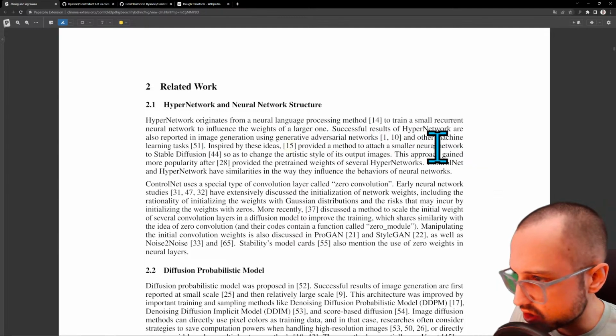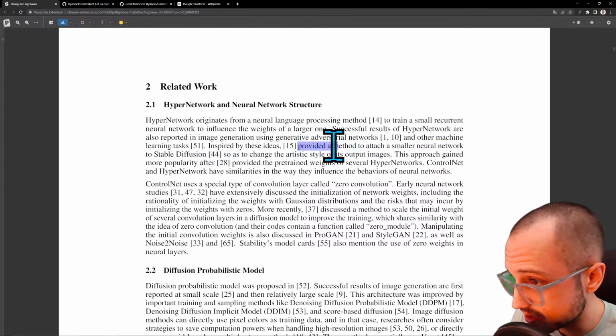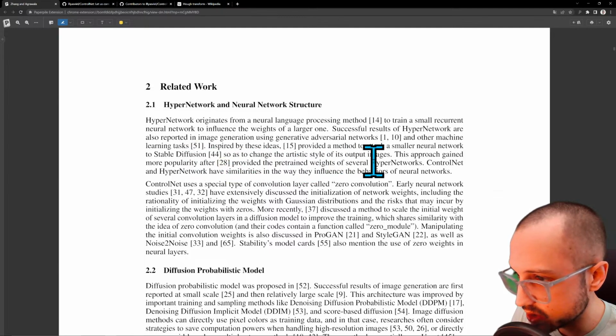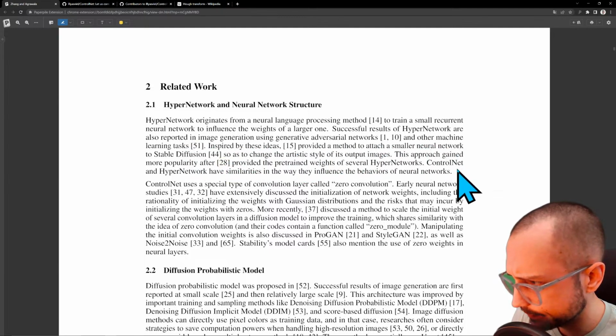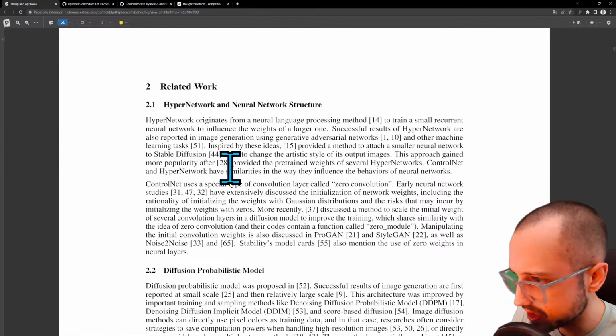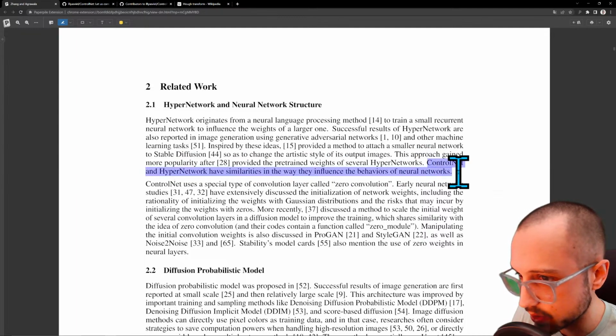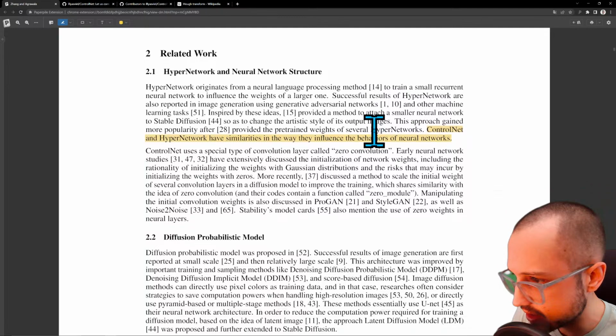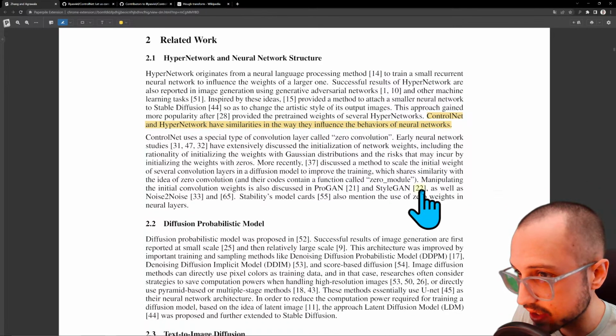Provided a method to attach a small neural network to Stable Diffusion so as to change the artistic style of its output images. Okay, so actually people have also applied this to Stable Diffusion. This idea has actually been around originally from NLP, but it's been used in GANs, and it's also been used in diffusion models. This approach gained more popularity after 28 provided the pre-trained weights of several hypernetworks. ControlNet and hypernetworks have similarities in the way they influence the behaviors of neural networks. Okay, so it does seem like there has been some previous work in this type of technique.